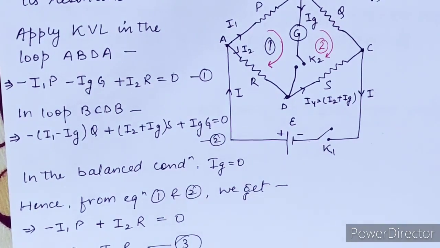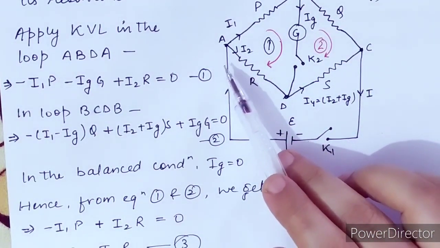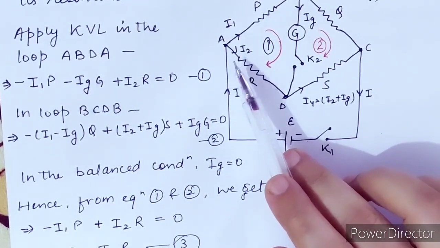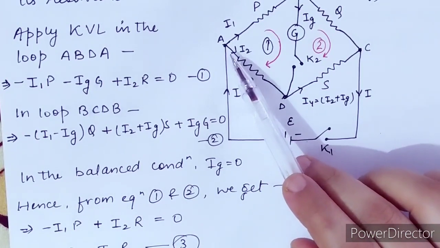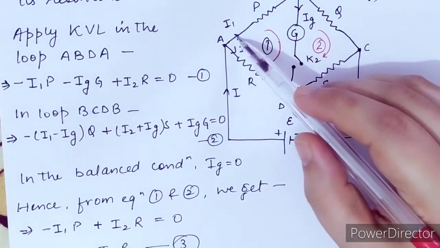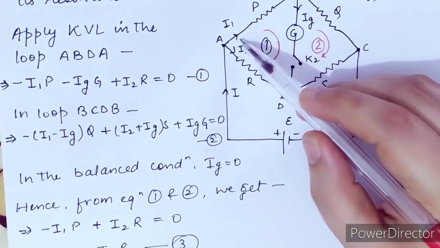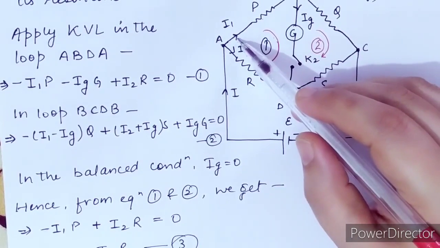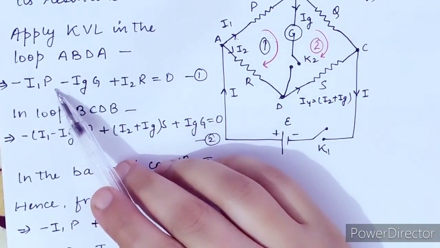Now what you have to do? First, apply the KVL in loop A, B, D, A. As we all know, KVL is always applicable in a closed circuit, a closed loop. So A, B, D, A. Now the direction of the loop and the direction of the current through the resistance P are in the same direction. For the same direction, the sign is minus. So minus I1 into P.